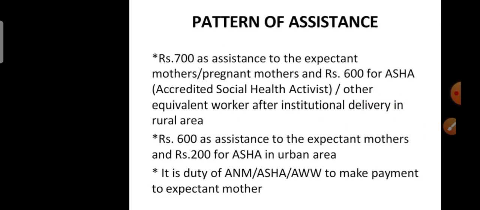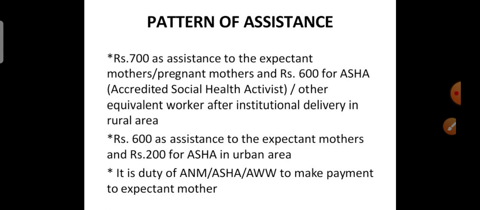Next, the pattern of assistance. There was 7,000 rupees assistance to expectant mothers, pregnant mothers, and 600 rupees for the ASHA, accredited social health activist, or other equivalent worker, after institutional delivery in rural areas. In urban areas, 600 rupees assistance to expectant mothers and 200 rupees for the ASHA. It is the duty of the ANM, ASHA, and Anganwadi worker to make the payment to the expectant mother. But nowadays it's not available, and they are not getting any separately fixed amount. In Telangana, a fixed amount is there for ASHA workers, Anganwadi teachers, and all. Before that, there was no fixed amount for the ASHA.